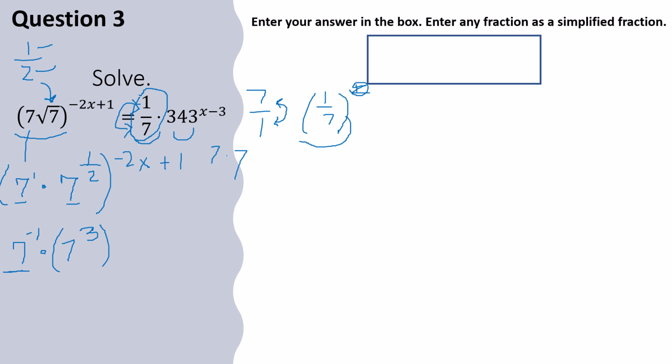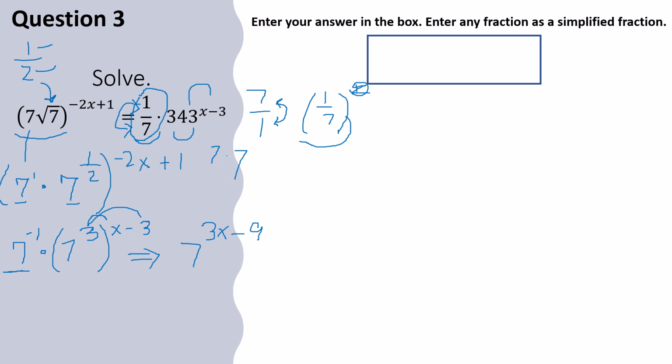Now let's be real careful and put that in parentheses because we're raising that 343 to the x minus 3 power. When you raise a power to a power, you multiply the exponents. So this is going to be 3 times x. So let's rewrite this as 7 to the 3x minus 3 times 3 is 9. You've got to distribute that all the way across.